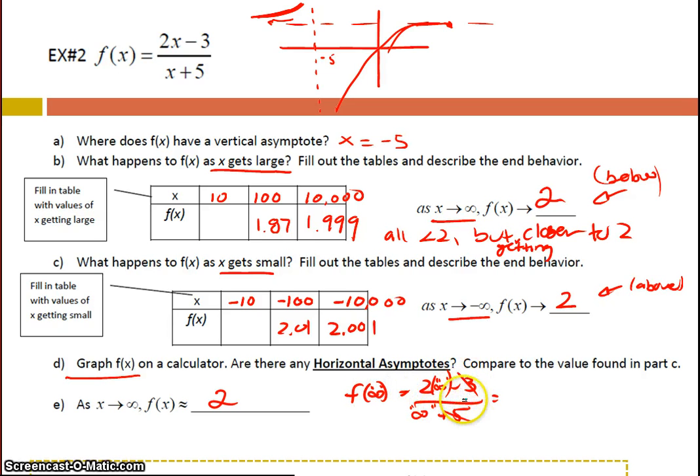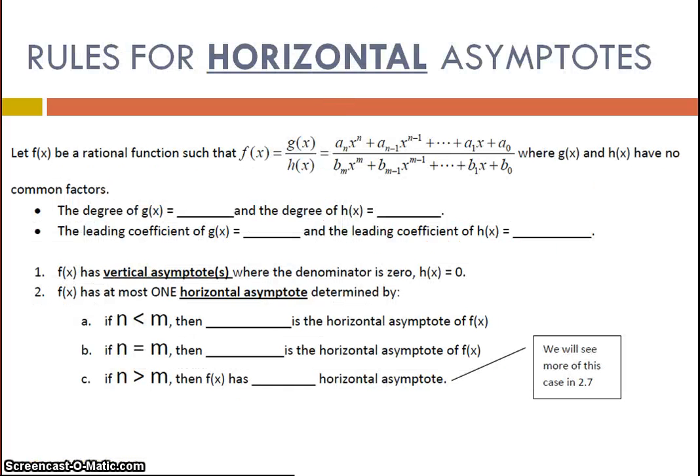The 3 and the 5 really don't do anything, because if you have infinity minus 3, you're just infinity. So we have 2 times some huge number over the same huge number. This is approximately equal to 2. So the 3 and the 5 don't do much. Okay, so that is the horizontal asymptote and the behavior around horizontal asymptotes.